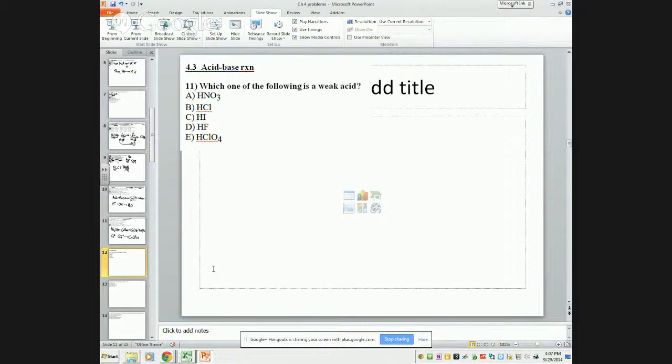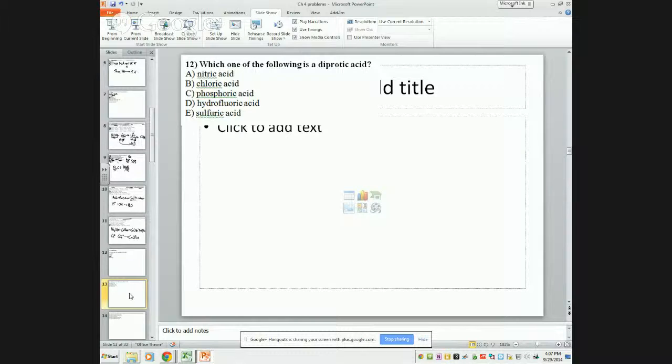All right, so number 11, which one of the following is a weak acid? This you kind of just got to memorize, figure out which one's the weak acid. HF, hydrofluoric acid, is a weak acid. Commit it to memory. Done.